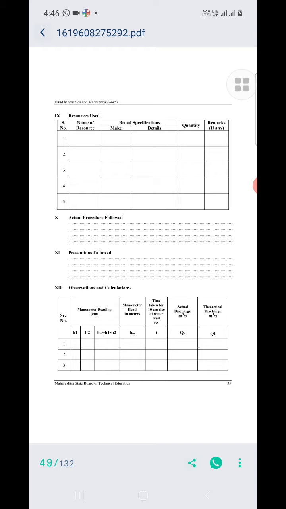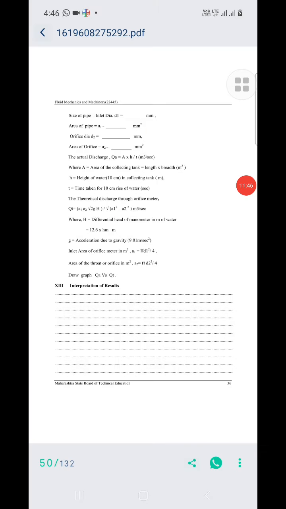Next, how to calculate. The size of the pipe: the inlet diameter is 25 mm, converted into meters. With the help of that, using pi by 4 d1 squared, calculate A1. Similarly, the orifice diameter is 12.5 mm, so area of the orifice is pi by 4 d2 squared.